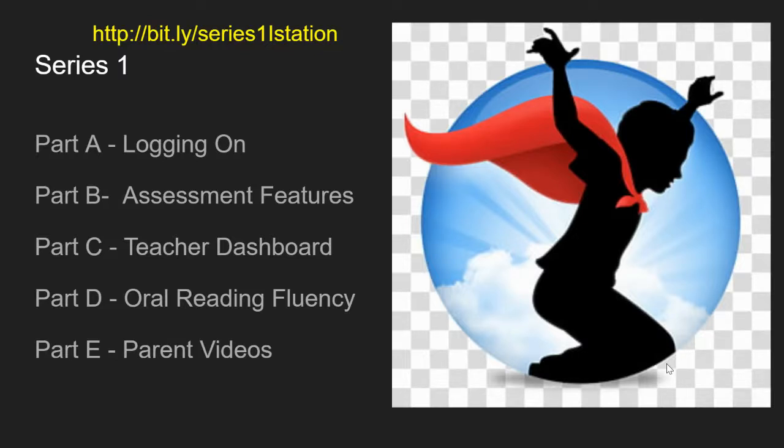The next video, we're going to look closely at the ISIP, which is the Istation assessment, and talk about the features for reading and math. Part C will look closely at the teacher dashboard and give you some tips on how you might navigate the Istation platform. Part D will be looking closely at Istation's newest assessment, the oral reading fluency, which is currently available in grades K through 5 in English. And the last video, Part E, will be providing you with some resources that you can share with parents now that students are taking the ISIP assessment as well as using the Istation program from home.